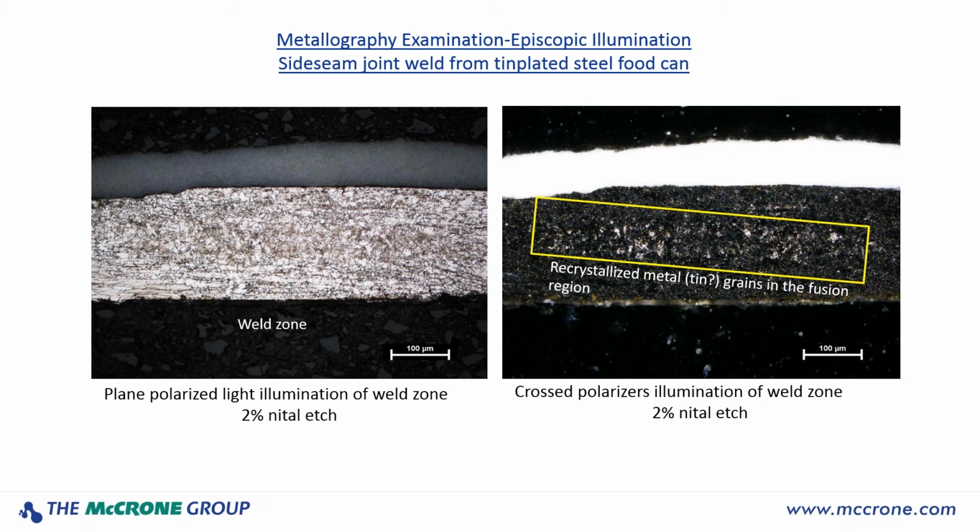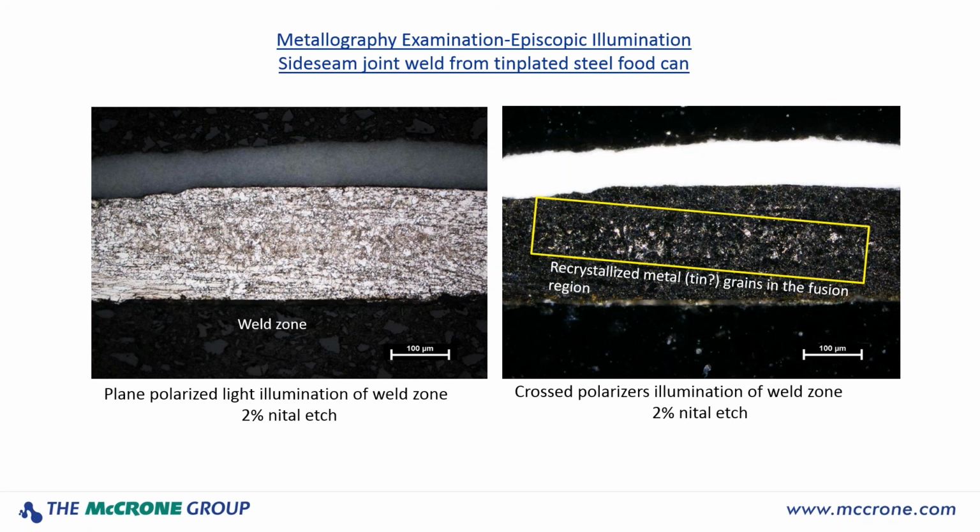But now we can do some other things. On the left, we have the plain polarized light again. And on the right, now we've crossed the polarizers. And now we can see a couple of things that really jump out at us. First of all, that internal protective coating is now very bright white. The protective coating has fillers and pigments in it that are quite birefringent materials, and that's why they show up so well now with the cross polarizers.